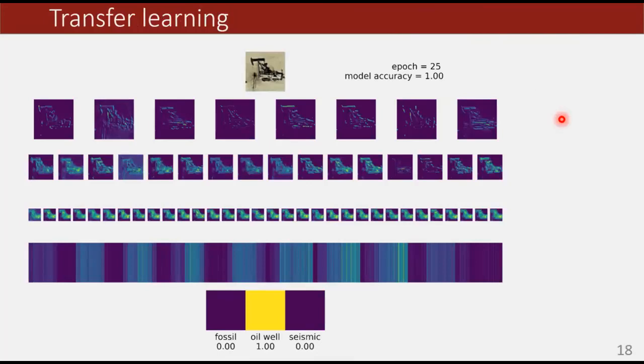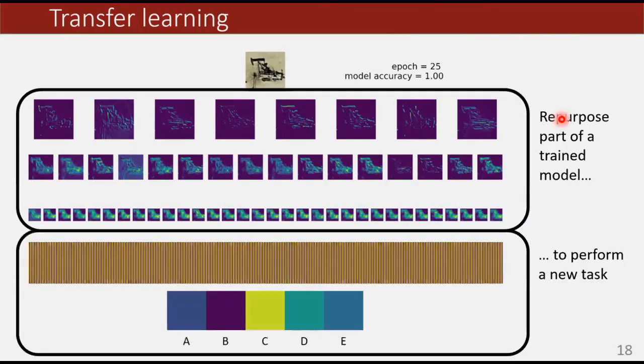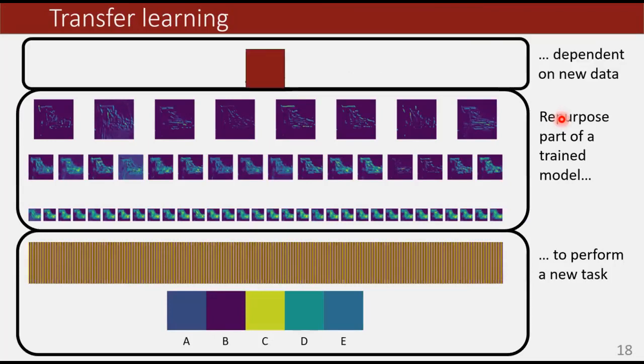So now that I explained a little bit about training, I want to talk about how we can explore all this effort that has been put into developing models that are good to classify ImageNet, a data set with 1 million images, right? 1 million images. So there's this technique called transfer learning, in which we repurpose part of a trained model to perform a new task that depends on your data.